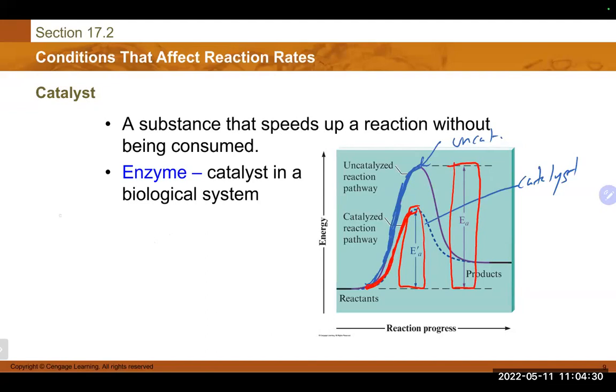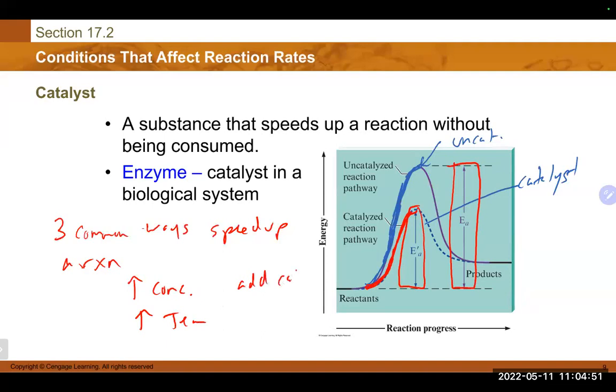So those are three common ways that you can speed up a reaction. Again, increase the concentration, increase the temperature, or add a catalyst. Those are three good ways to speed up a reaction. Obviously, if you did each of those the opposite way, it would slow down the reaction. So if you lowered the concentration, the rate of the reaction would go down. If you lowered the temperature, the rate would go down. And then if you did not add a catalyst, obviously it would probably stay where it was, but it would go down a little bit.